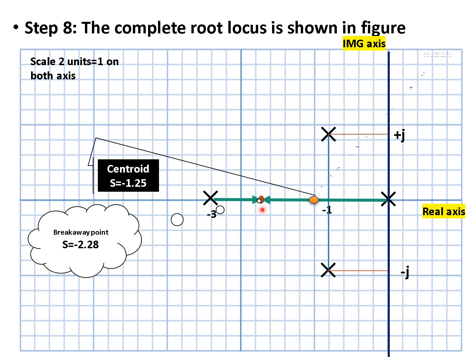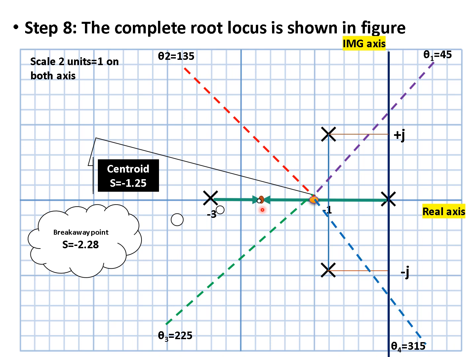Next we need to add the asymptote angles. One asymptote angle is at 45 degrees, the next is at 135 degrees, the next is at 225 degrees, and the last one is at 315 degrees.